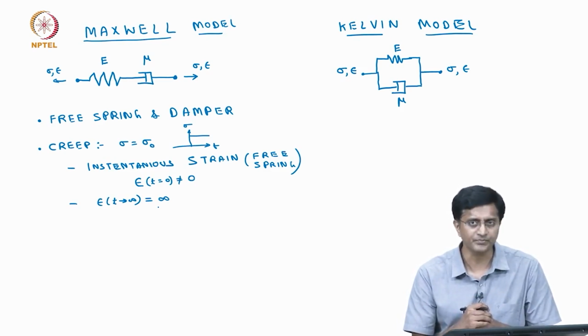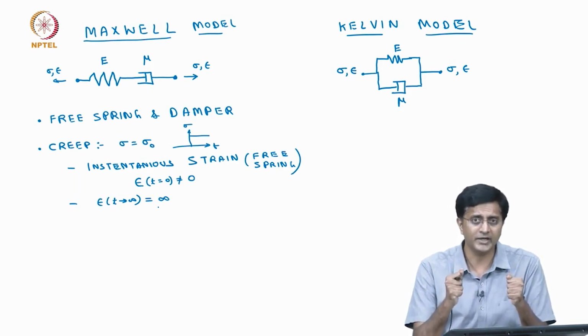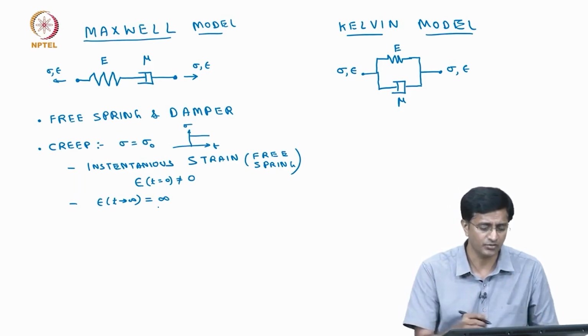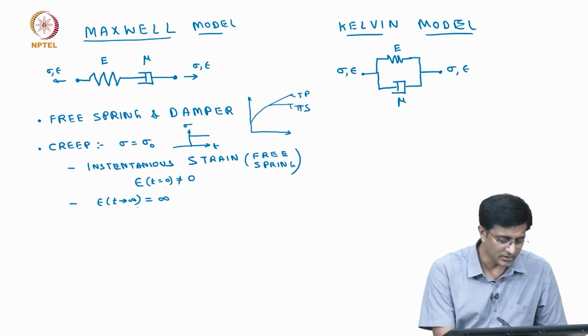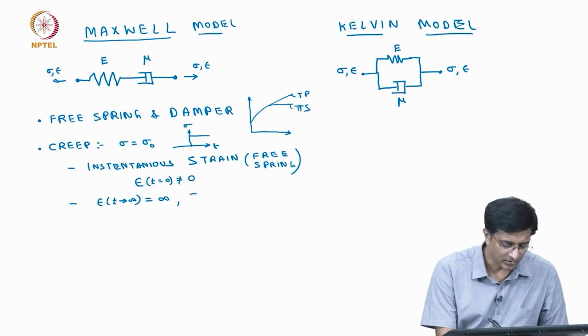thermoplastic. From earlier discussions we know thermoplastics are the ones where, if you apply a creep load, the deformation goes to infinity. If you recall previously for creep, it was something like this. For thermoplastics it goes to infinity, but for thermosets it reaches a constant. So what we are saying is this matches well with thermoplastic.